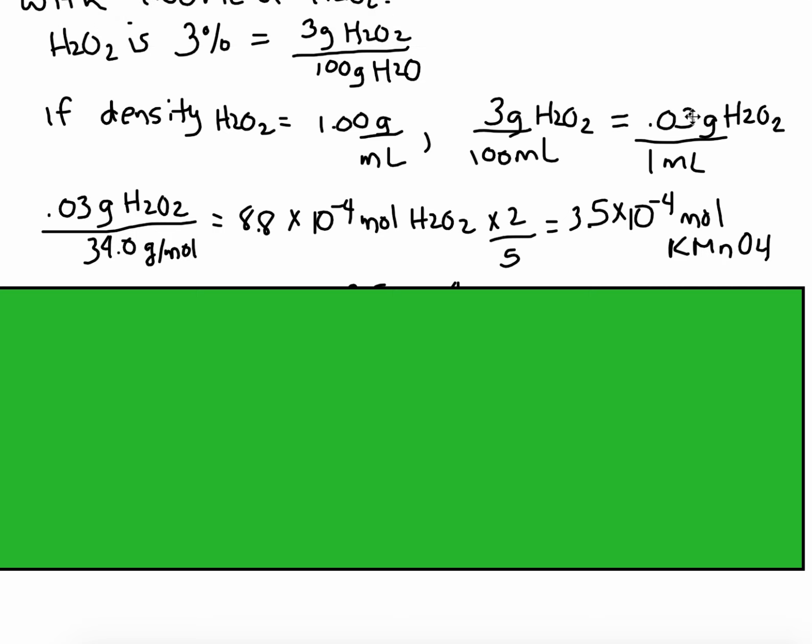So here's my 0.03. This is an assumption based on that. So you'll take again, this is getting a sense of what the volume of your permanganate will be. 0.03 grams of H2O2. I divide it by its molecular mass. 1 sig fig there, 3 sig figs there. I'm going to take a little scientific license and give myself 2 significant figures to work with. That gives me 8.8 times 10 to the negative 4 moles of hydrogen peroxide.